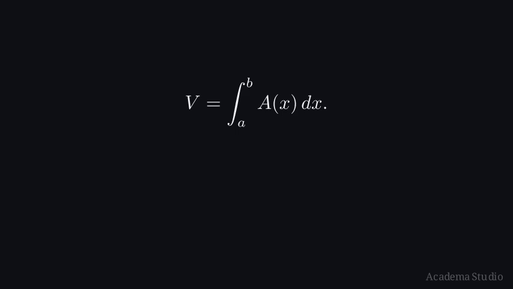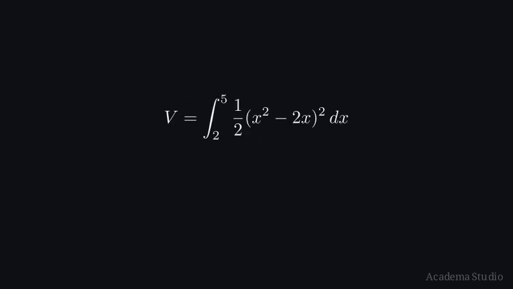The volume is the integral of the cross-sectional area, for 2 less than or equal to x less than or equal to 5. This is the correct volume integral.